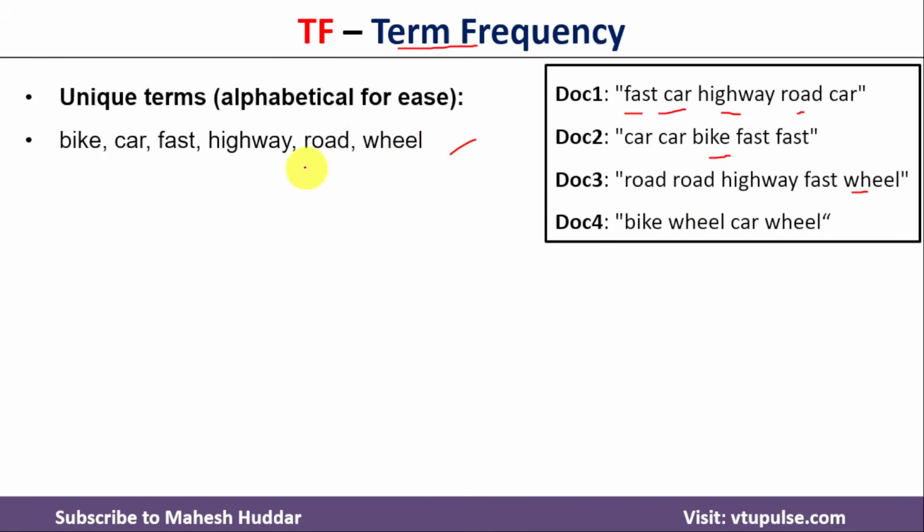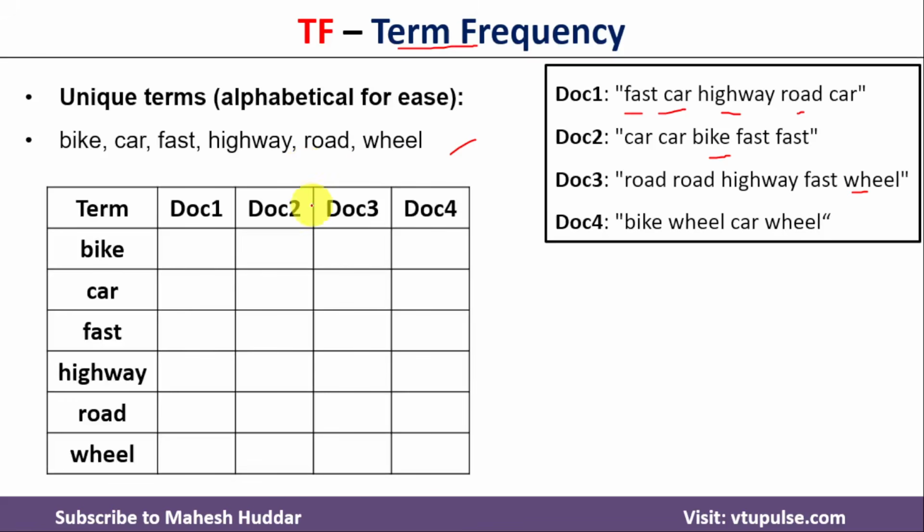Once you arrange the unique terms in alphabetical order, next we need to find the term frequency for each term. First I will consider bike with respect to document 1. Bike is not present in document 1, so the term frequency for bike with respect to document 1 is 0. Next one is car. Car is present 2 times in document 1, so it will become 2, and fast is present once, highway is present once, and road is present once, so that will become 1 1 1, and wheel is not present in document 1, so that will become 0. Similarly, I will find the term frequency for the remaining documents.